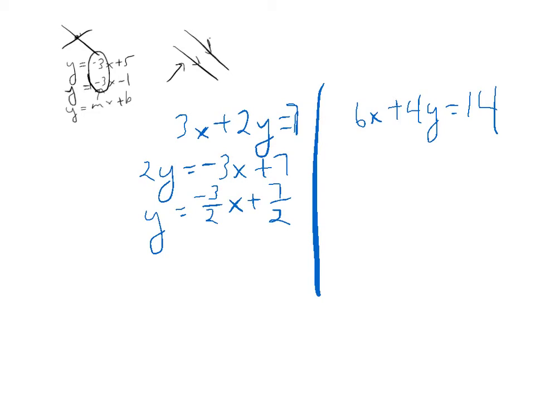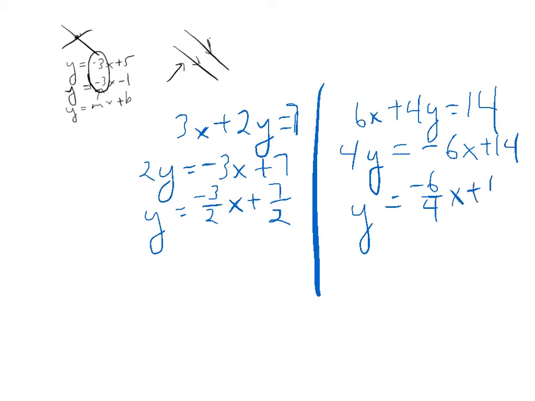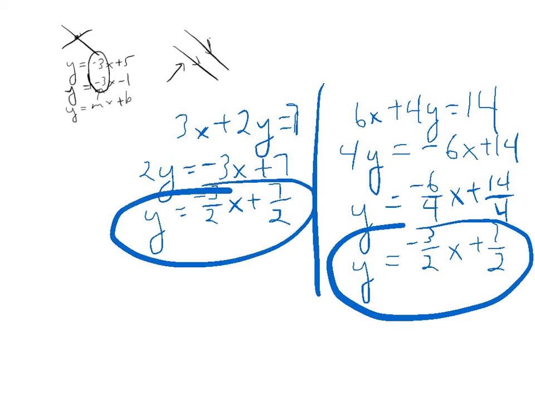All right, let's do the same thing over here. We're going to get y by itself, so I'm going to do a -6x on both sides and get -6x + 14. And divide everything by 4, and we're going to get this. 6 over 4 x + 14 over 4. Well, if you notice, let's simplify these fractions. And they simplify to be the exact same line. Look at that. So what happens in this case? They're the exact same line.